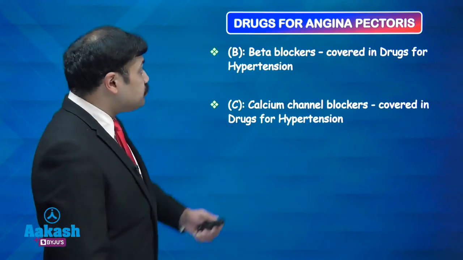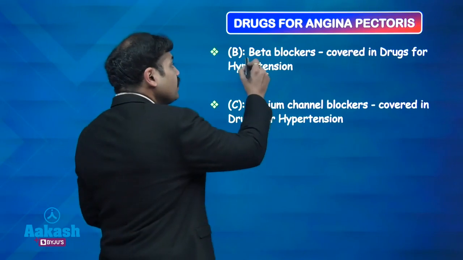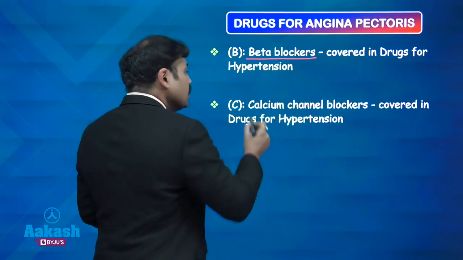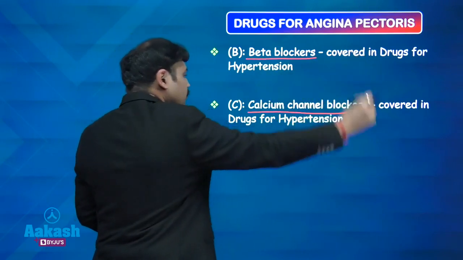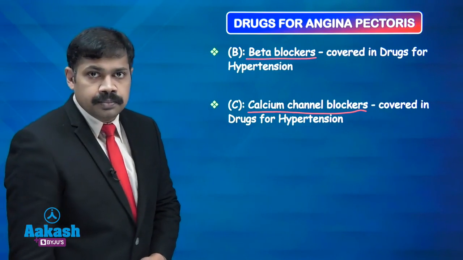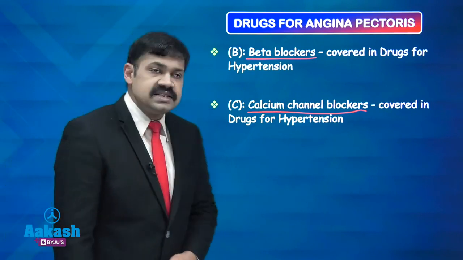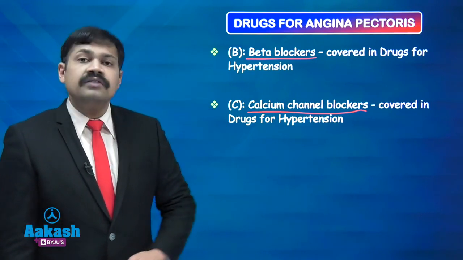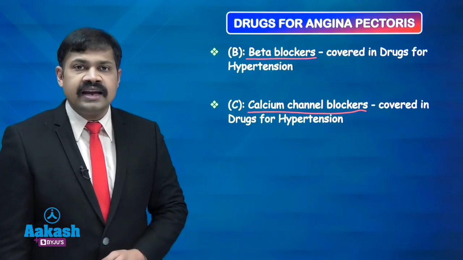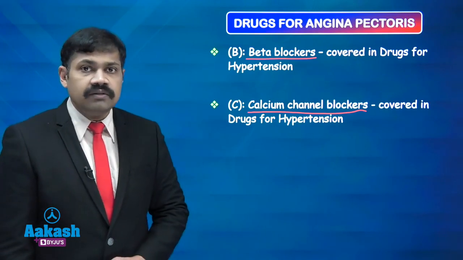The two other groups, beta blockers, we have already covered in drugs for hypertension. Calcium channel blockers also we have covered in hypertension. Beta blockers and CCBs we have already covered. The remaining topics in angina we will discuss in our subsequent videos.